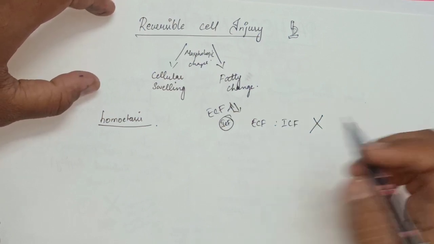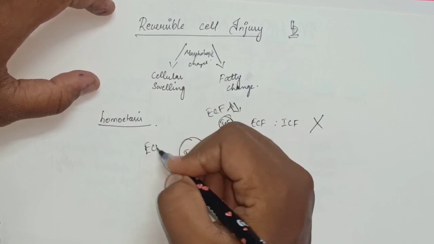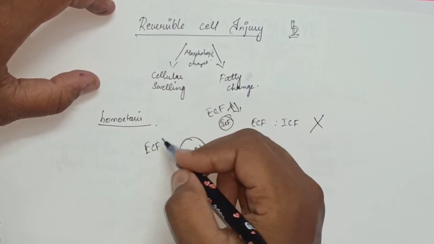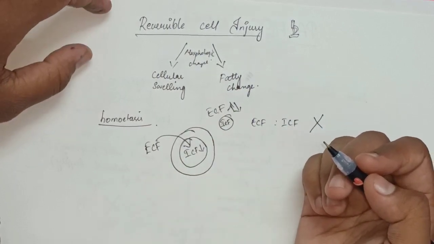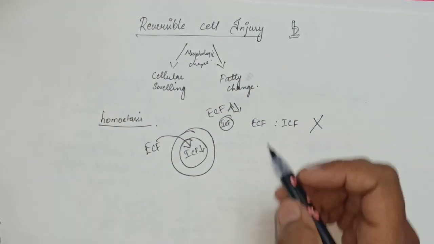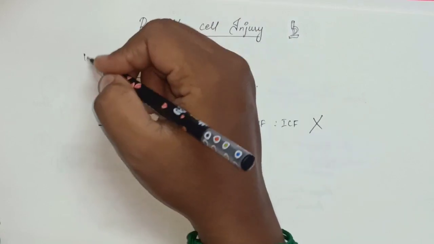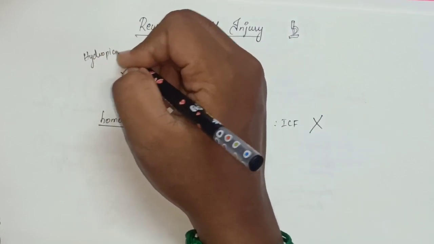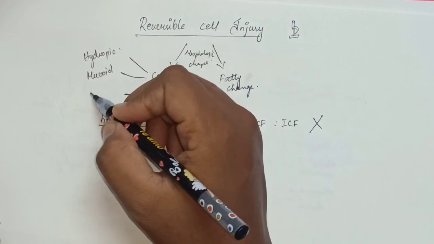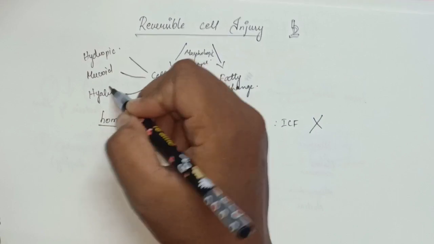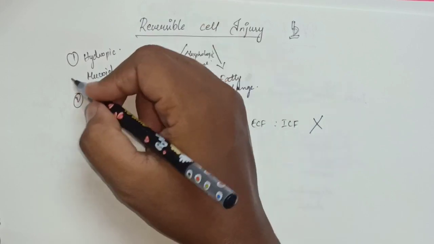In reversible cell injury, the ECF and ICF ratio will not be maintained. Once this ECF-ICF ratio is not maintained, water from the extracellular fluid will be absorbed by the cell, and it will increase the ICF within the cell. You have three changes in cellular swelling: the first one is hydropic, the second one is mucoid, and the third one is hyalos or hyaline change. Let's see each one in detail.